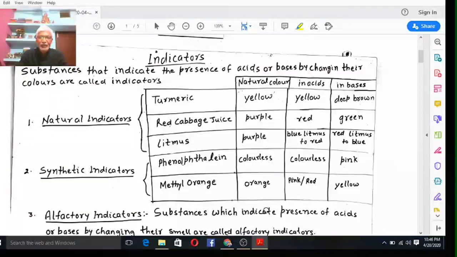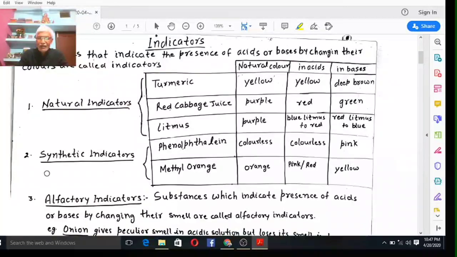I am going to explain indicators in this segment. What are indicators? Indicators are substances that indicate the presence of acids or bases by changing their color. These indicators are of three types: natural, synthetic, and olfactory.